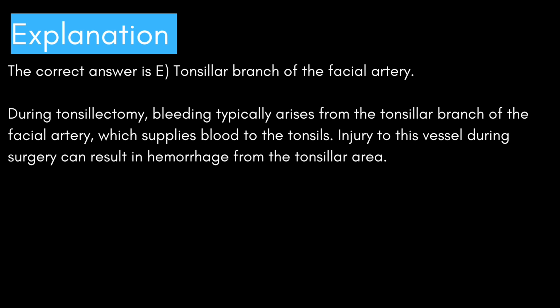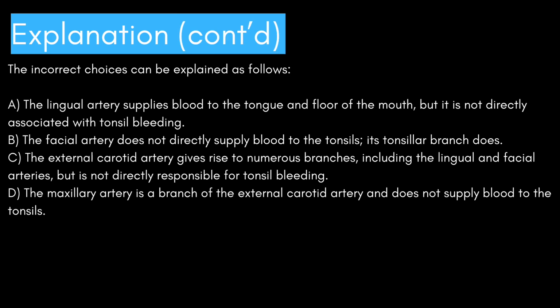All right, let's go ahead and see why the other answer choices are incorrect. The incorrect choices can be explained as follows. A, the lingual artery supplies blood to the tongue and floor of the mouth, but it is not directly associated with tonsil bleeding. B, the facial artery does not directly supply blood to the tonsils. Its tonsillar branch does. C, the external carotid artery gives rise to numerous branches, including the lingual and facial arteries, but is not directly responsible for tonsil bleeding. D, the maxillary artery is a branch of the external carotid artery and does not supply blood to the tonsils.